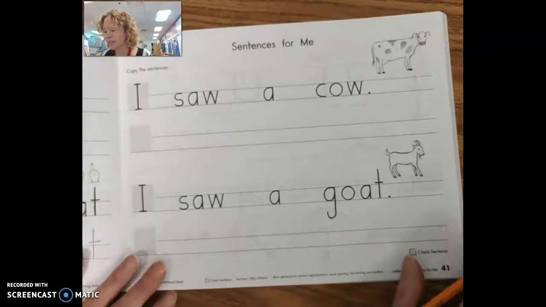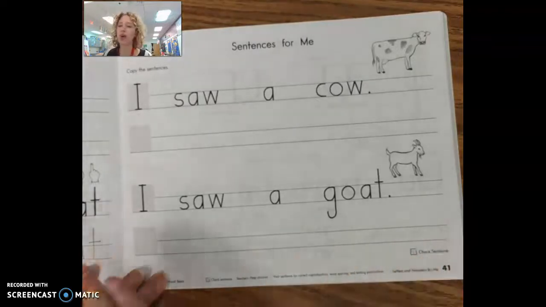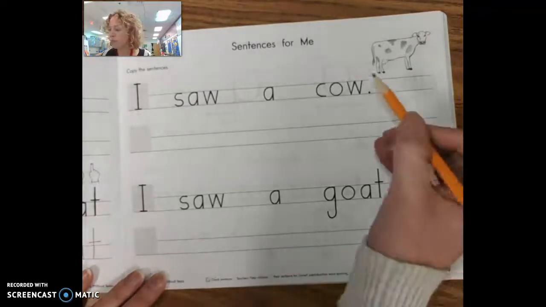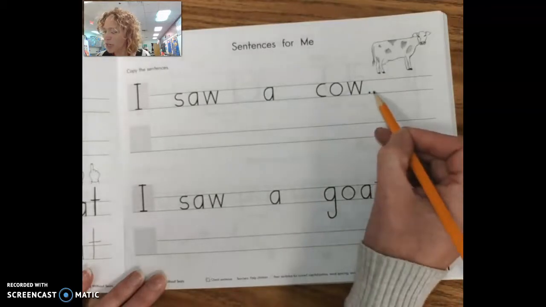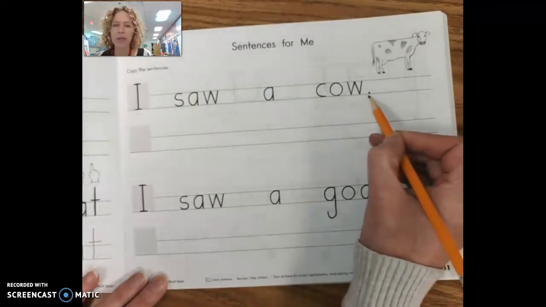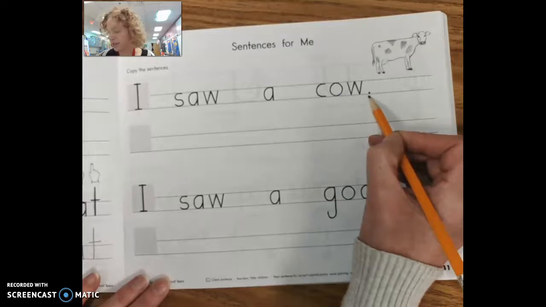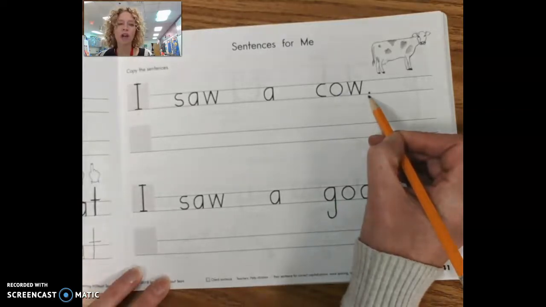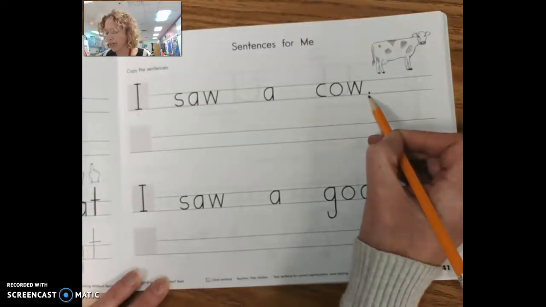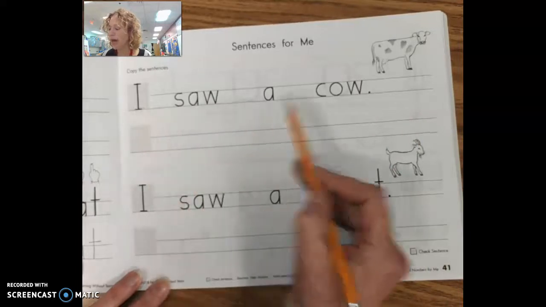Also, when you're writing a sentence, you need to end it. When you're all done writing, you put a punctuation. Here we have a period. That means we're all done with our sentence. All right, let's get started and write our first sentence. Are you ready? It's I saw a cow.